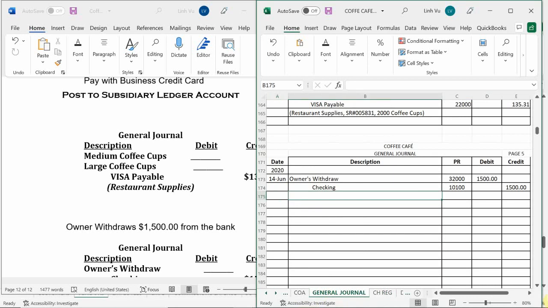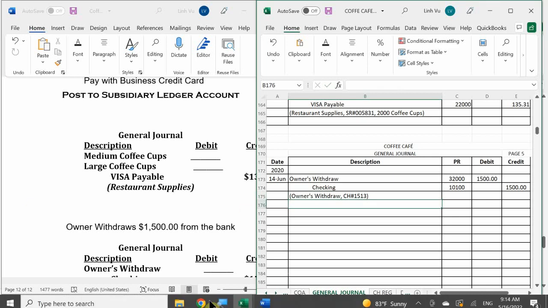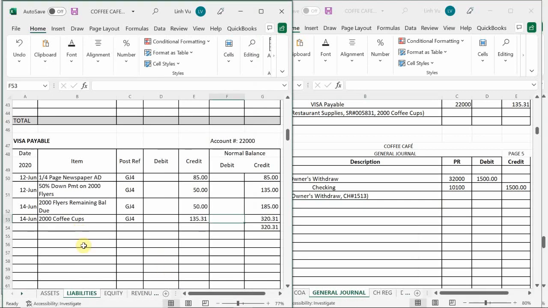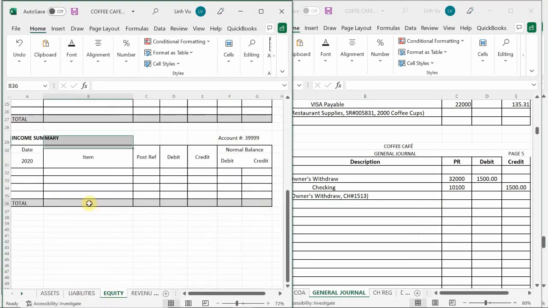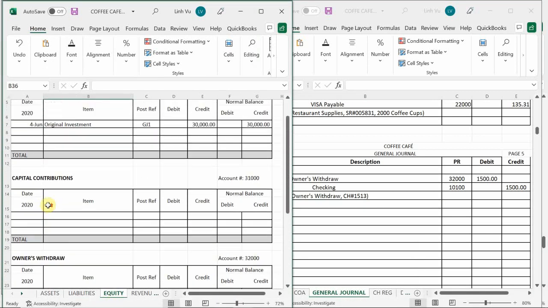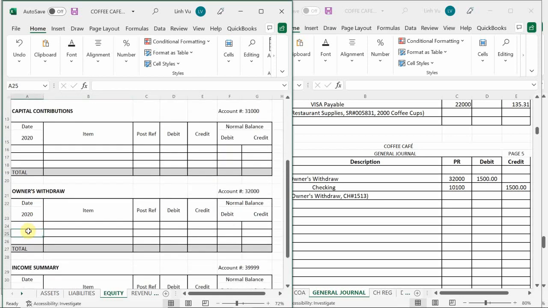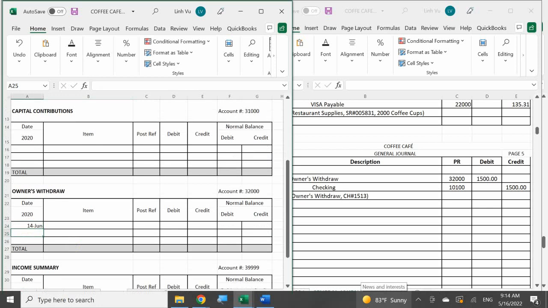Okay, so you have everything that you need. Owner's withdrawal, proof of it is check number 1513. Okay, so plug that into your ledger. Owner's withdrawals is an equity account. Here you go. Owner's withdrawals is this one, 32,000. It's the 14.